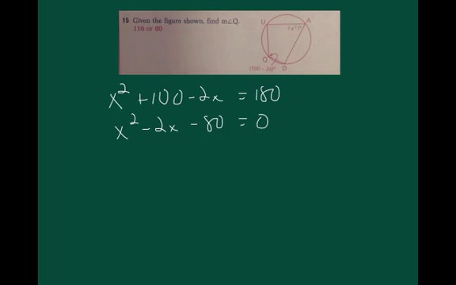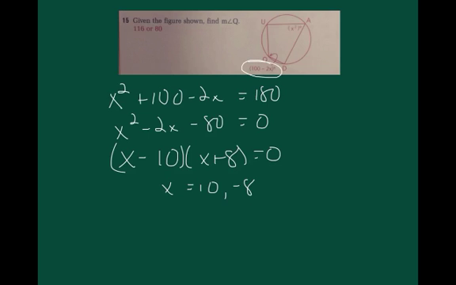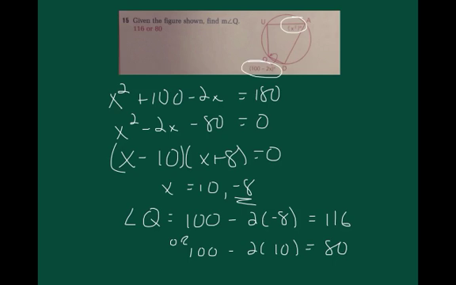Bringing everything over to the left side and setting it equal to 0, I can now try and factor this. When I do, I see that x can equal 10 or negative 8. Now, normally we're in the habit to cancel out the negative 8, but in this case, you can see that x is being subtracted from 100 in angle Q, and it's being squared for angle A. So this negative root is definitely a viable answer. So we need to plug in both of them in order to get two solutions. And we see that we either get 116 or 80 as our possible answers.